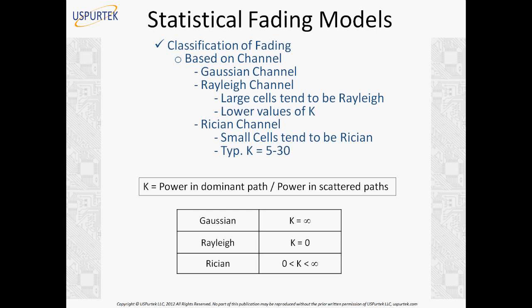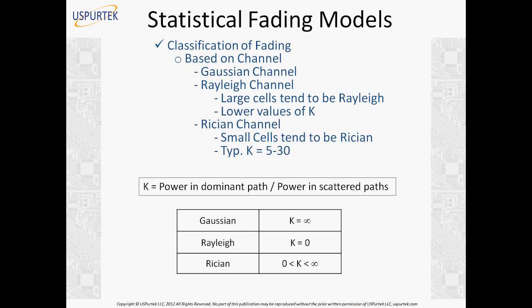And you know, the value of K can be characterized for different types of channels. For Gaussian, it is infinity. Why is it infinity? Because there is no scattered path, so the denominator is 0, that makes it infinity. For a Rayleigh channel, K is 0. Why? Because in a Rayleigh channel, there is no line of sight path, and that makes it 0. For a Rician channel, it could be anywhere between 0 and infinity.